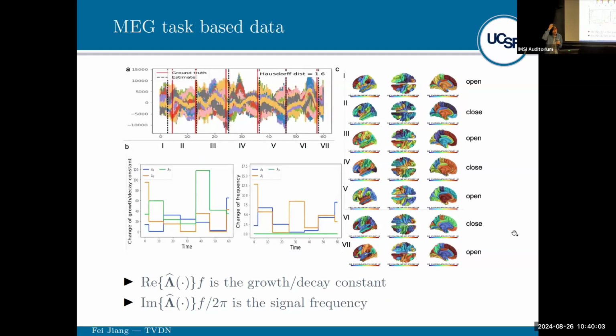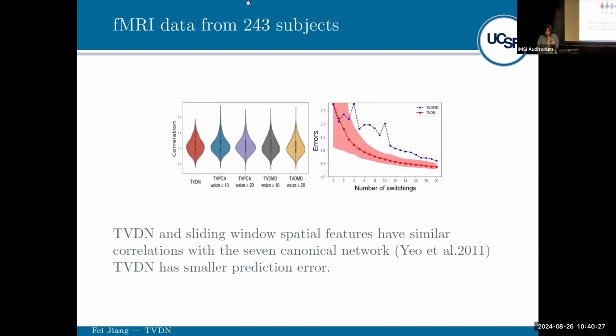So we actually implemented this method on some task-based data. This is a student sitting there doing the eyes closed, eyes open task, and you can see the red line here is essentially the time point when he opened or closed his eyes. We use this method to detect the event times, and you can see that our detection is very close to the truth. We also applied this method to fMRI data, on healthy subjects.